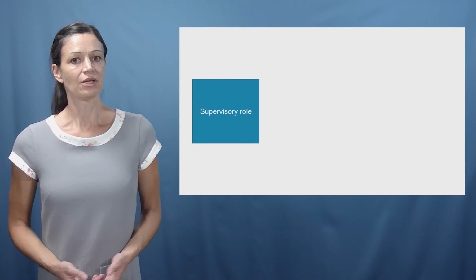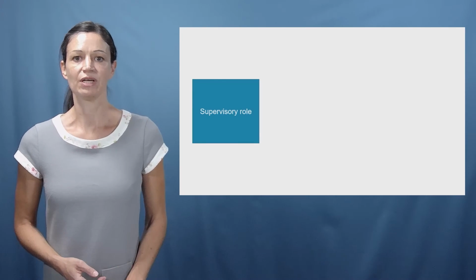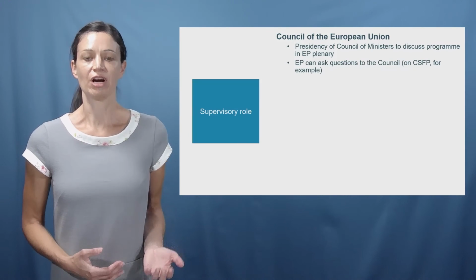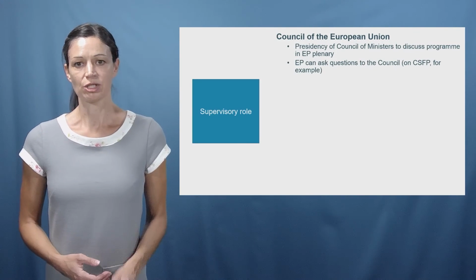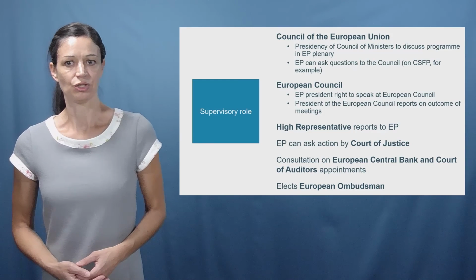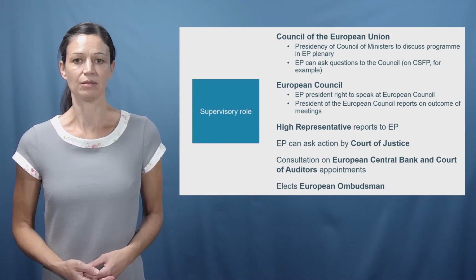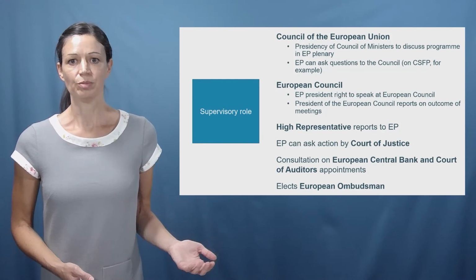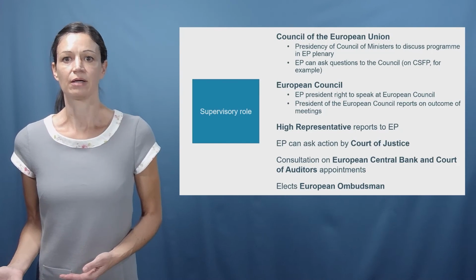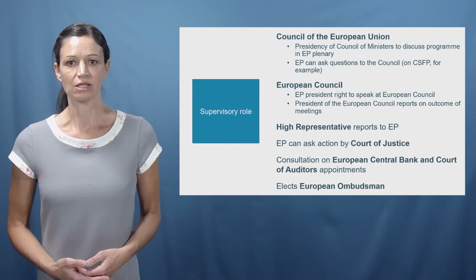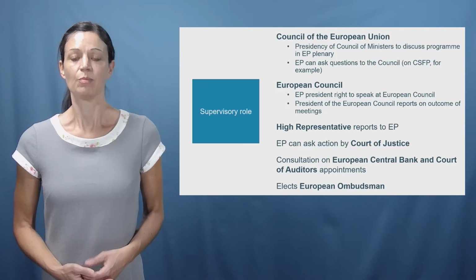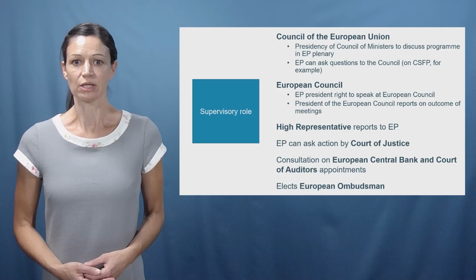In addition, the European Parliament also supervises the Council of the European Union, for example, through the right to ask the Council questions. To a lesser extent, other bodies and institutions are supervised by the Parliament, such as the European Council, the High Representative, and the European Central Bank, through its powers to ask questions or its influence on the appointment procedures.